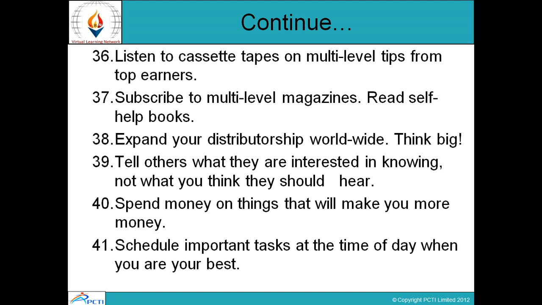Listen to cassette tapes on multi-level tips from top earners. Subscribe to multi-level magazines. Read self-help books. Expand your distributors list worldwide. It means think big. Tell others what they are interested in, knowing not what you think they should hear.